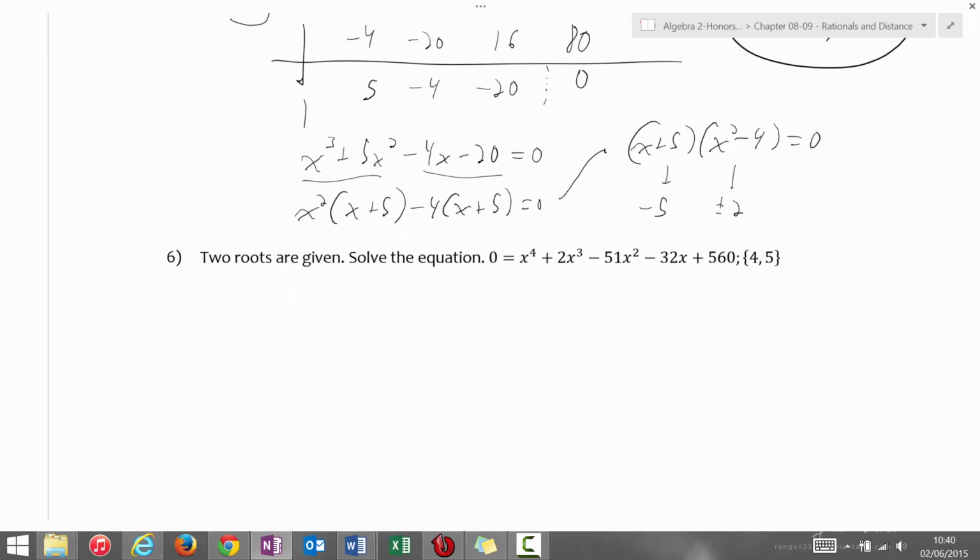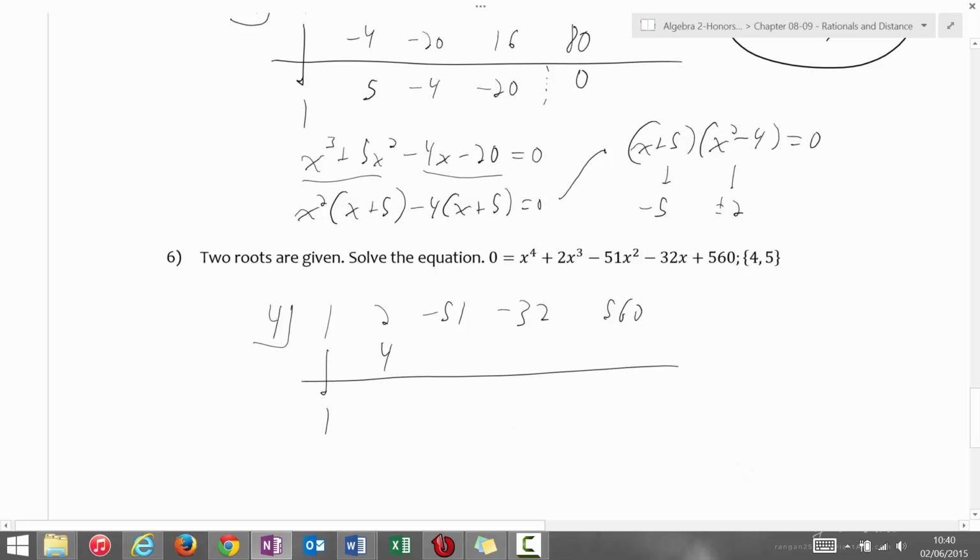In number 6, 2 roots are given. So let's pull one of them out. I'm going to pull the 4 out. 1, 2, negative 51, negative 32, and 560. Multiply, add, multiply, add. 27 times 4 is 108, negative 108, so negative 140 and positive, or negative 560.